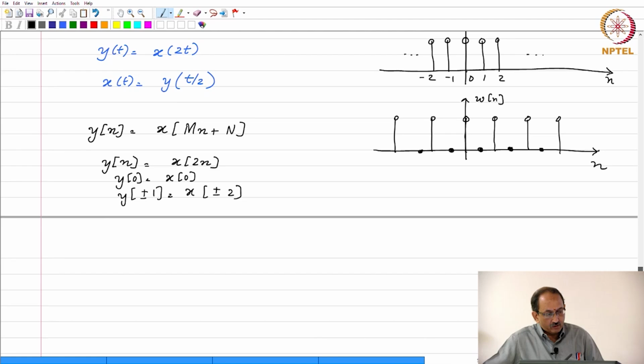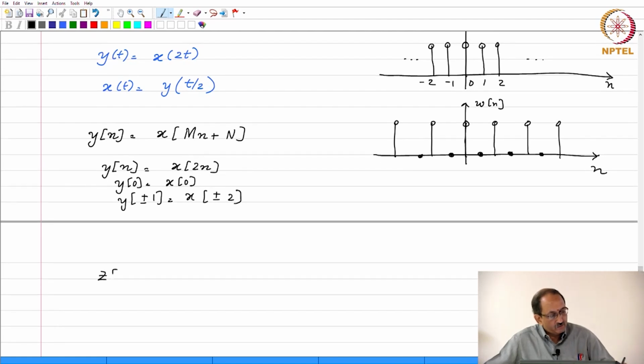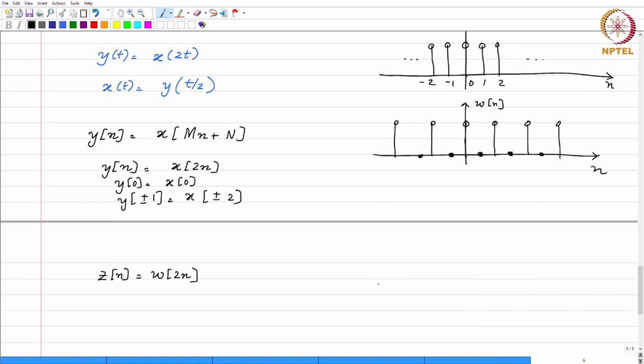Now let us look at z of n, which is w of 2n. All right. So z of n is, again, what's happening here is all the even indices are picked up, correct?